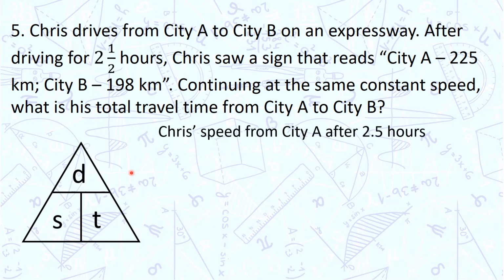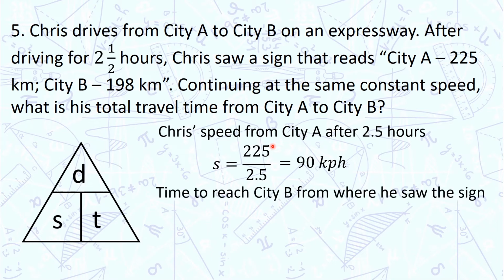We start with Chris's speed from city A after 2.5 hours. That's 2.5 hours. So S is equal to the distance, 225 kilometers, because from where Chris is, he saw the sign that city A is 225 kilometers from there, divided by the time, 2.5 hours. So Chris' speed is 90 kilometers per hour. Now let's go to the time Chris needs to reach city B from where he saw the sign.